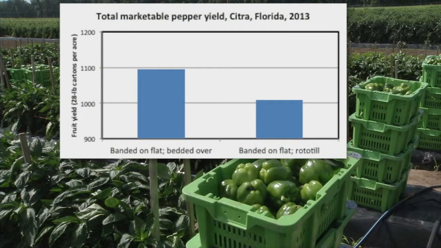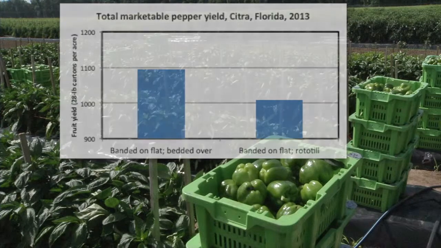Like tomato, our results with pepper demonstrated a choice for placement of the controlled release fertilizer. Either placement in a wide band on the level soil with bedding over, the left column in the figure, or incorporation by rototilling, the right column in the figure. However, more on-farm demonstration work will be needed dealing with placement of the controlled release fertilizer before a firm recommendation can be made.